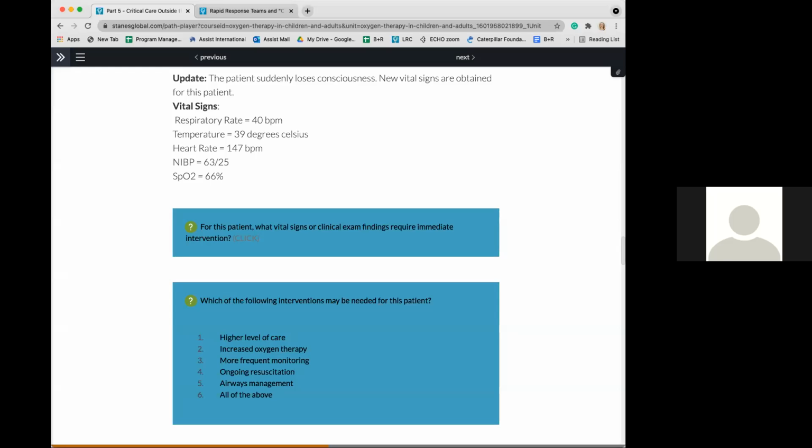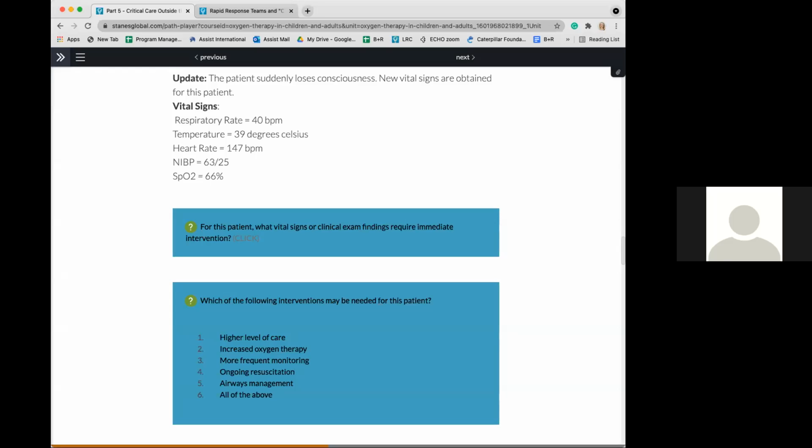Okay, so in the interest of time, Sarah, you can show us the total poll. I can already see that most of our respondents and participants have chosen the last option. So all of the above are interventions that are required at this stage. That is the correct answer.